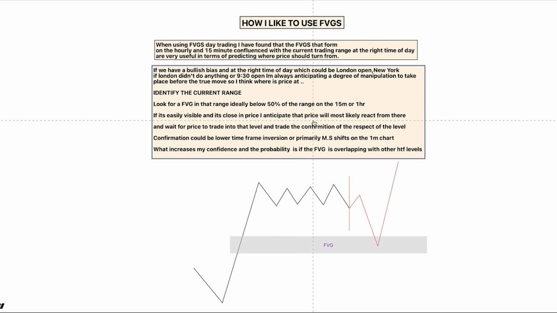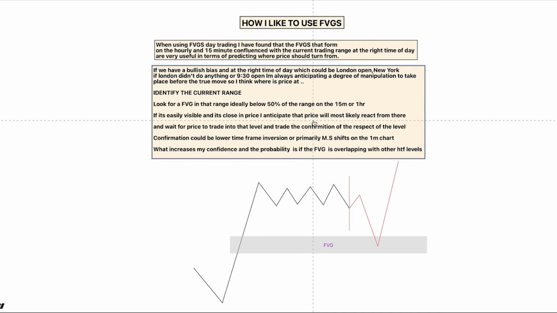And that's the key: you anticipate, and you're not saying I'm 100% certain that price is going to do this. You just have a degree of anticipation based on the logic that if price is going to manipulate, and there's a fair value gap that's relatively close in price, a 15-minute or 1 hour fair value gap, and one of the 2 primary functions of price is seeking liquidity or inefficiencies, that's a key function price needs to meet in order to start moving higher.